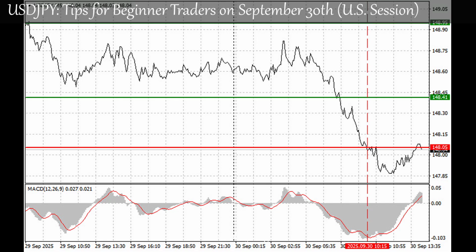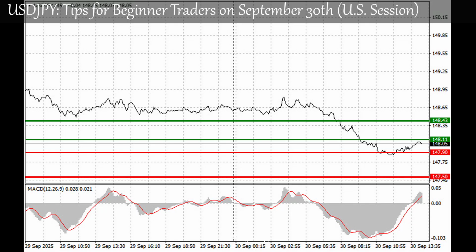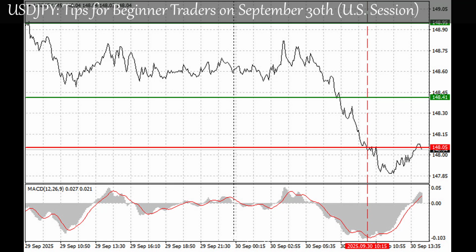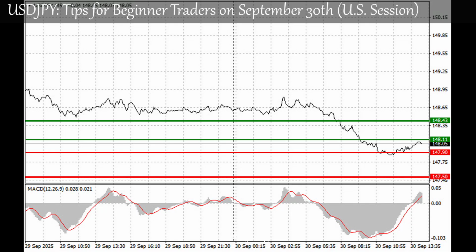What's on the chart? Thin green line: entry price for buying the instrument. Thick green line: projected level for setting take profit or fixing profit, as further growth above this level is unlikely. Thin red line: entry price for selling the instrument. Thick red line: projected level for setting take profit or fixing profit, as further decline below this level is unlikely. MACD indicator: when entering the market, it is important to rely on overbought and oversold zones.